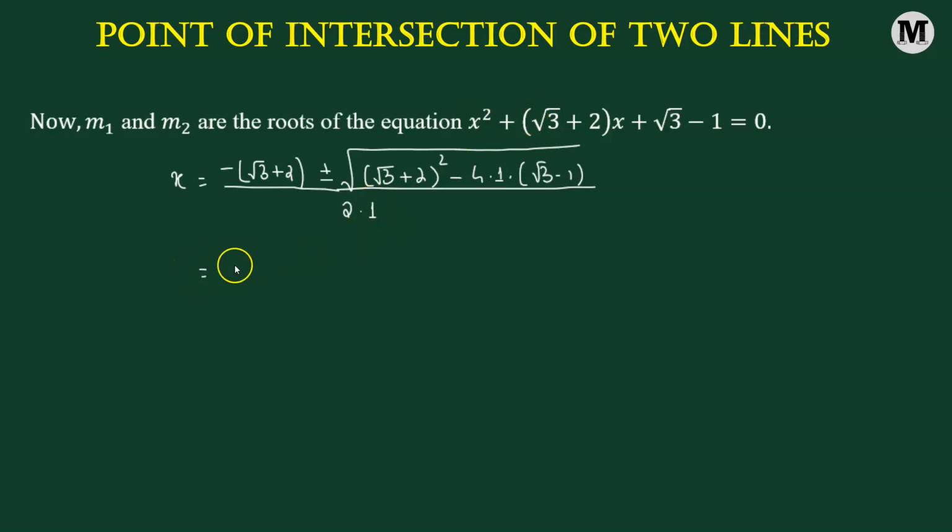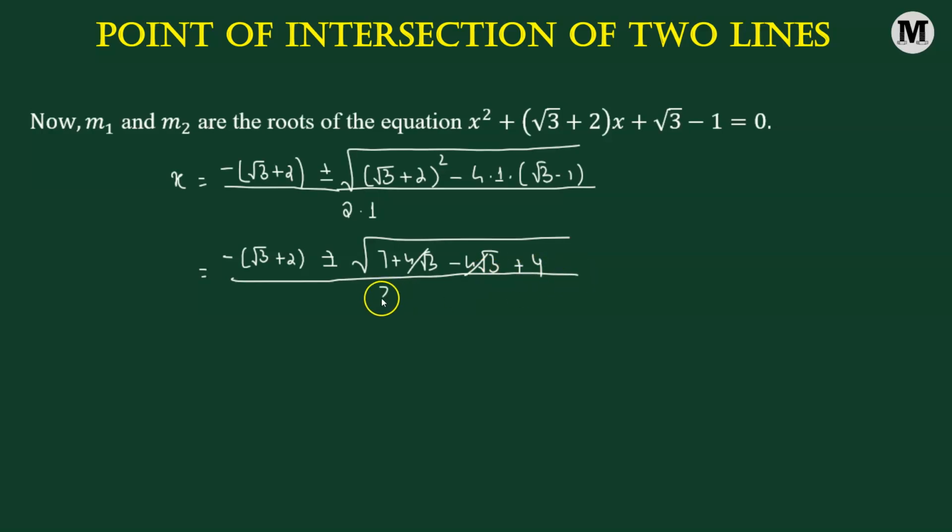So now let's simplify this. So we have negative of square root of 3 plus 2, plus or minus. Now when we expand square root of 3 plus 2 whole squared, we're going to get 7 plus 4 times square root of 3. Let's expand this. Distributing 4 to square root of 3 minus 1 gives us 4 times square root of 3 added to 4. So we have 4 square root of 3 and negative 4 square root of 3 cancelling out, whole divided by 2. So that's going to give us negative square root of 3 plus 2, plus or minus square root of, so 7 added to 4, that gives us 11, whole divided by 2.